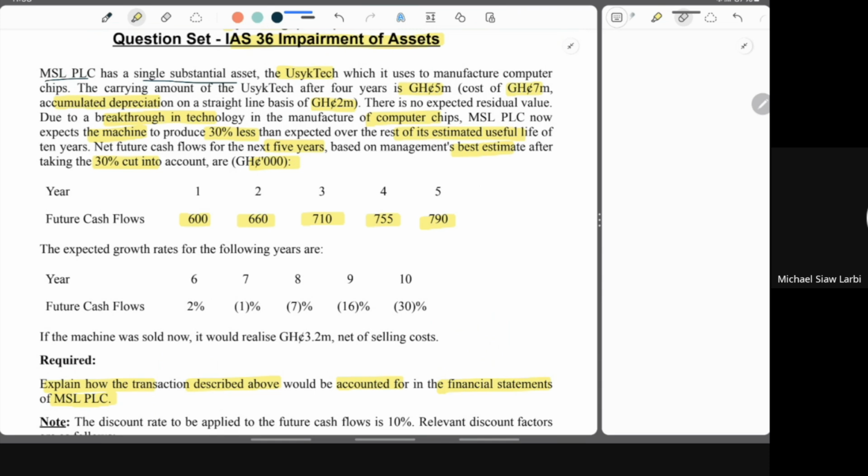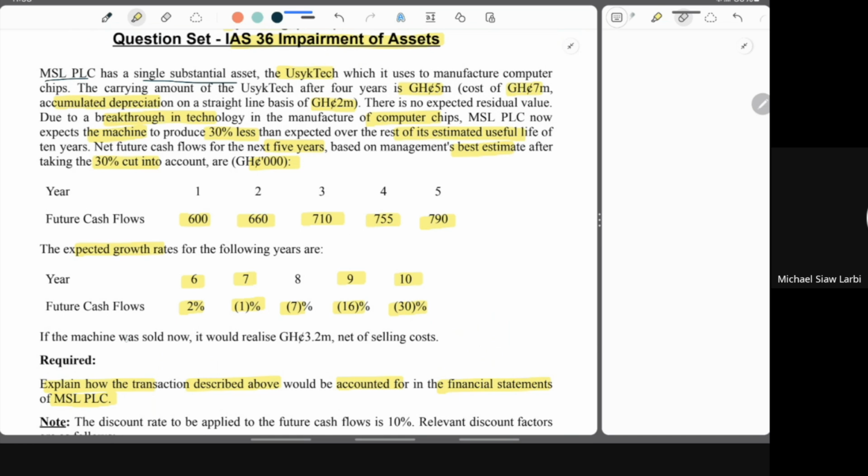Then beyond year five, the expected growth rates for the following years are: in year six, we expect to grow by 2% from the prior year. In year seven, we expect the cash flows to decline by 1% from the prior year. In the eighth year, we expect cash flows to fall by 7% from the previous year. In year nine, we expect cash flows to decline by some 16%. And in the final year 10, we expect cash flows to fall by some 30%.